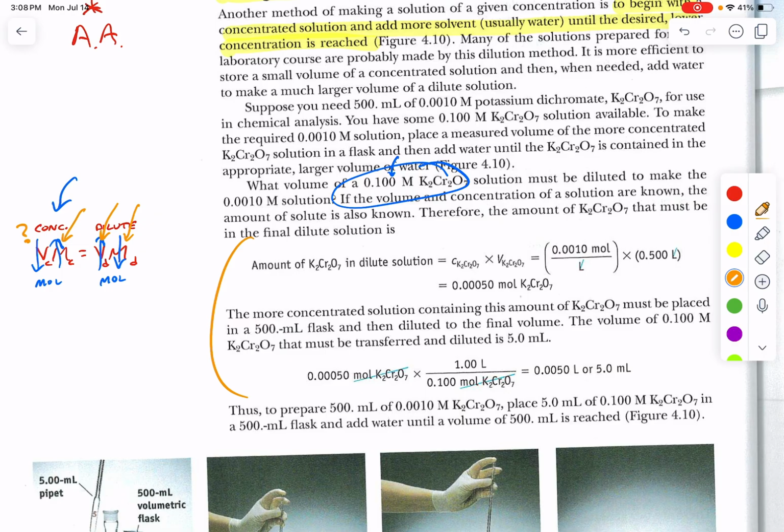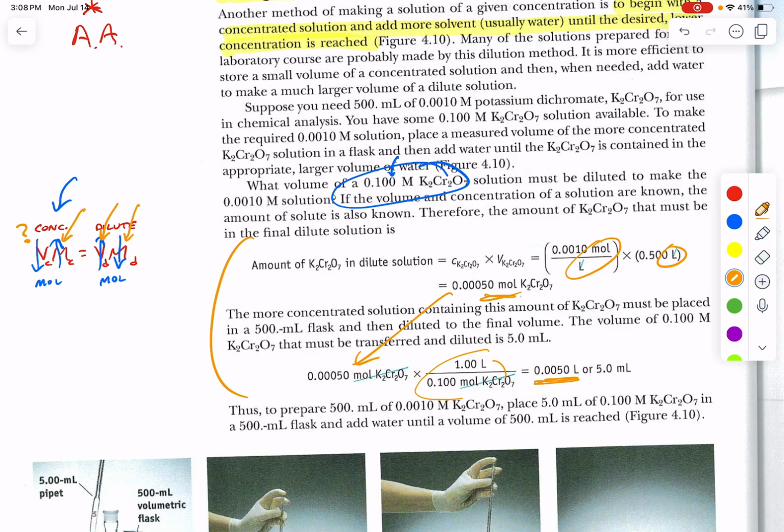Here's your molarity times volume to get your moles. And then once you take your moles, here is the liters per mole, and you get your volume.